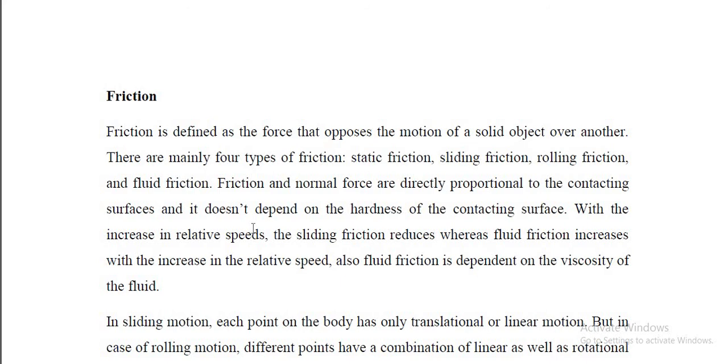When the speed is increasing, the sliding friction reduces, whereas the fluid friction increases with the increase in the relative speed. Why? Because of the viscosity of the fluid and the surface interaction of the fluid, the fluid friction increases.